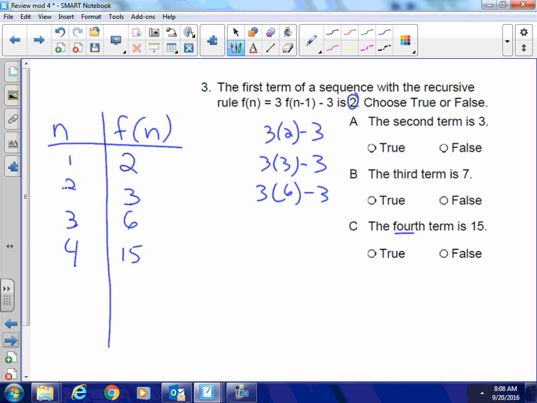Now that we have our table filled in, the second term is 3. That's true. The third term is 7. That's false. And the fourth term is 15. Yes, that's what we got. True.